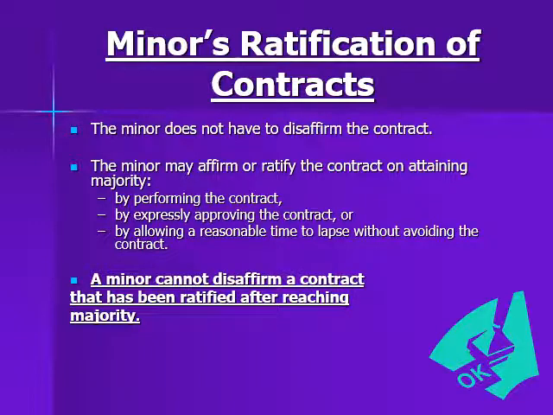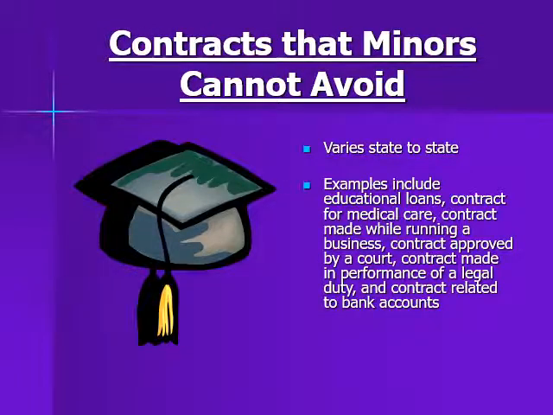The minor does not have to disaffirm the contract. The minor may affirm or ratify the contract by performing the contract, expressly approving the contract, or by allowing a reasonable period of time after reaching majority to lapse. The minor cannot disaffirm a contract that has been ratified after the minor has reached the age of majority. Contracts that cannot be disaffirmed by minors vary by state, but they can include educational loans, contracts for medical care, contracts made while running a business, contracts approved by the court, contracts made in performance of a legal duty, and contracts related to bank accounts.